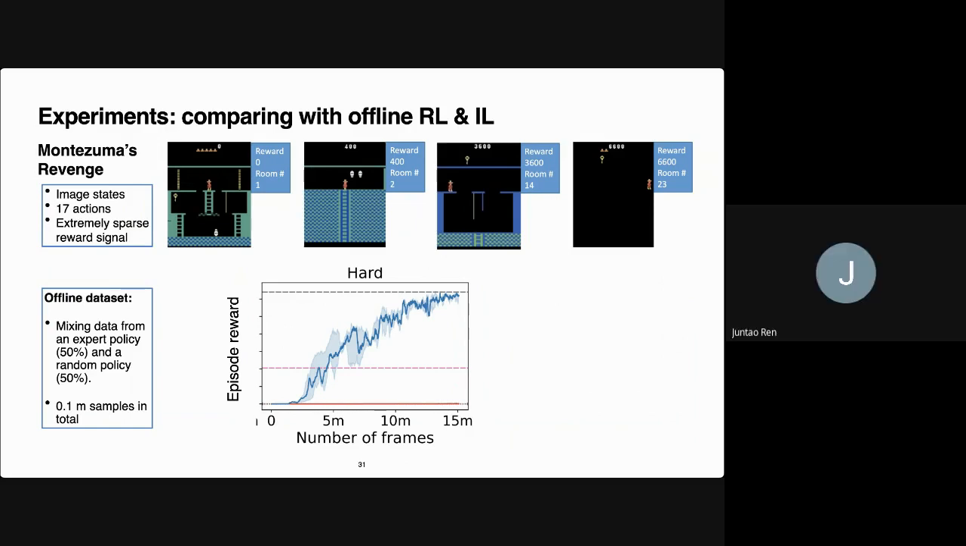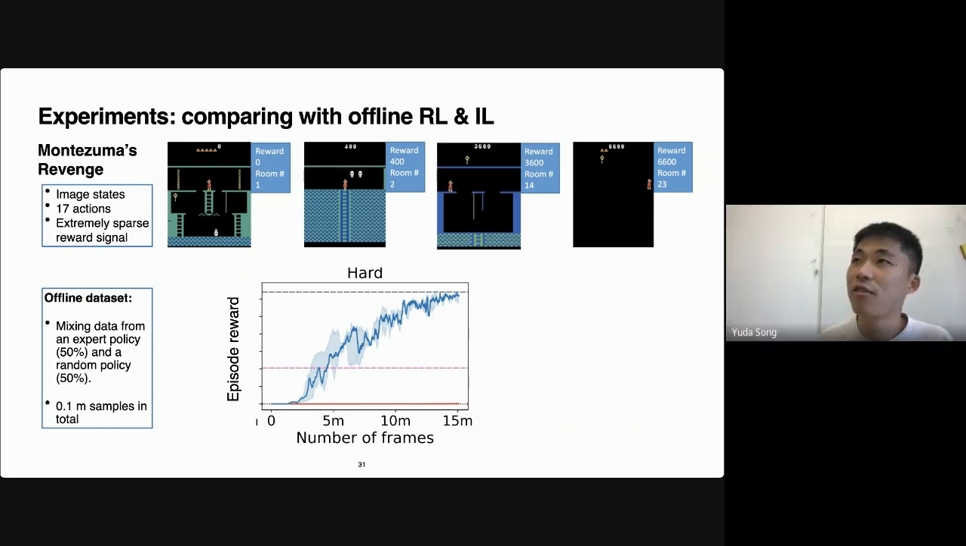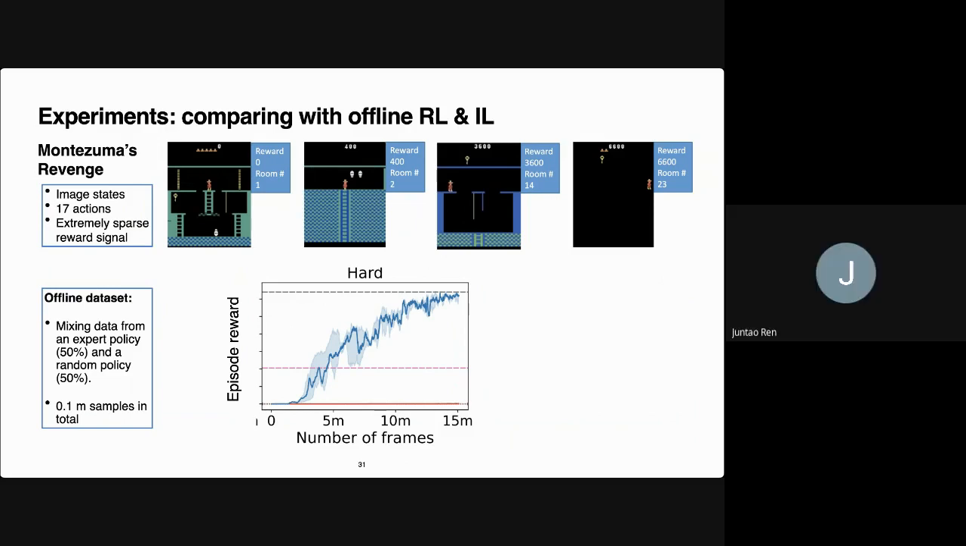And is there any comparison between it working better than a 50-50 split between expert and random policy, or is there no? Yeah, we didn't do that pure random, at least in this experiment, because it's not going to cover the expert policy at all. I suspect it won't cover any good policy at all. I see. Yeah. Thank you. That's good.